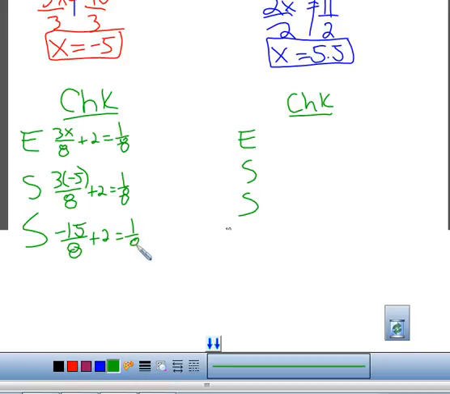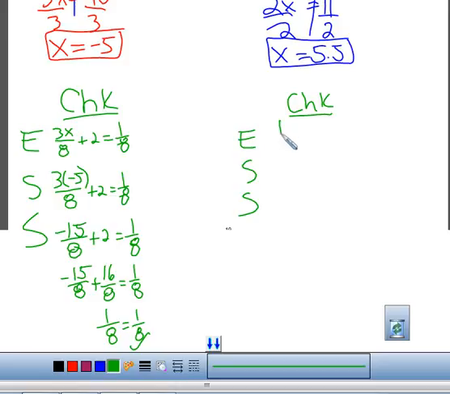So now I have -15 over 8 plus 2 equals 1/8. Now, plus 2. So that's like 16/8. So -15/8 plus 16. Oh, let me write it. -15 over 8 plus 16 over 8 equals 1/8. -15 plus 16 is 1. So we get 1/8 equals 1/8. Yay, it checks.